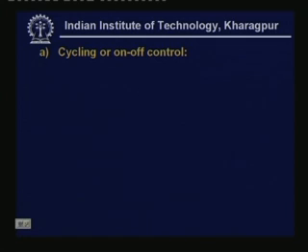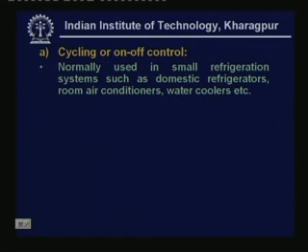First let us look at cycling control or on-off control. This type of control is normally used in small refrigerant systems such as domestic refrigerators, room air conditioners and water coolers. I am sure that all of you must have noticed that domestic refrigerators or room air conditioners are cycling devices. That means once the required temperature is achieved inside the refrigerator, the compressor is simply switched off, and after some time the compressor again is switched on. That means there are periods during which the compressor is running and there are periods during which the compressor does not run. This typically happens in small systems such as room air conditioners, water coolers and domestic refrigerators.